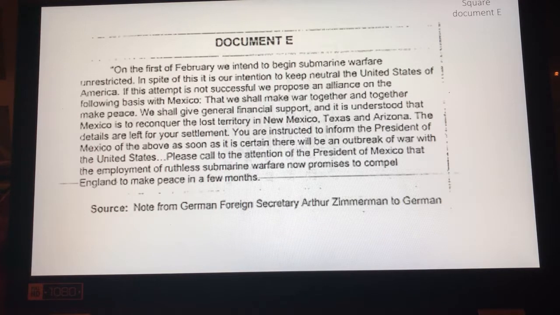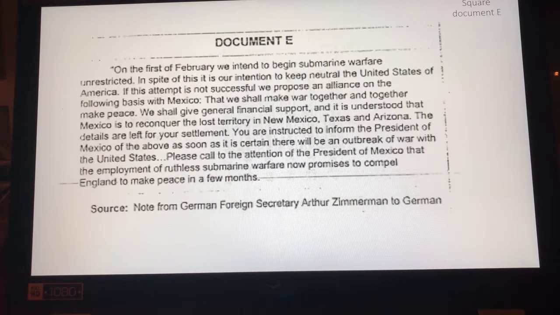So I'm looking at this document. I know this is a note from the German Foreign Secretary to the German ambassador in Mexico. And I know I cut off the document right there, but this is to the German ambassador to Mexico. So I know that's his intended audience, but also I know that he's trying to talk to the Mexican president. Right? This is a note that is sent via the wires, cable wires, and it's sent through the Atlantic.